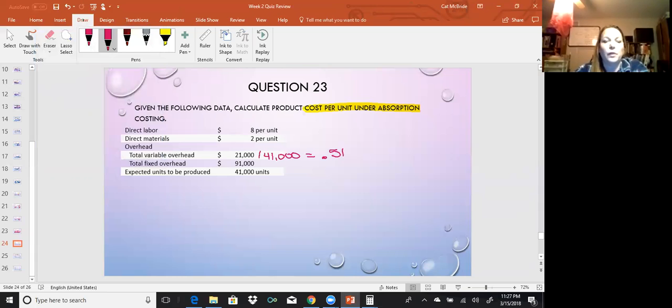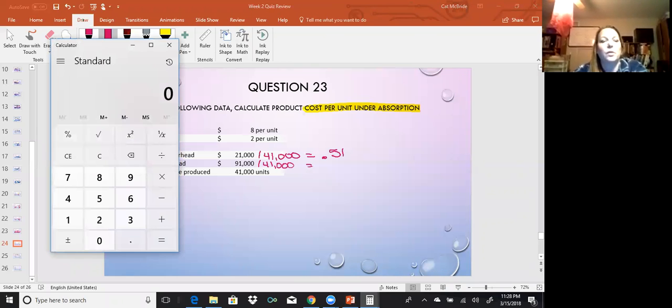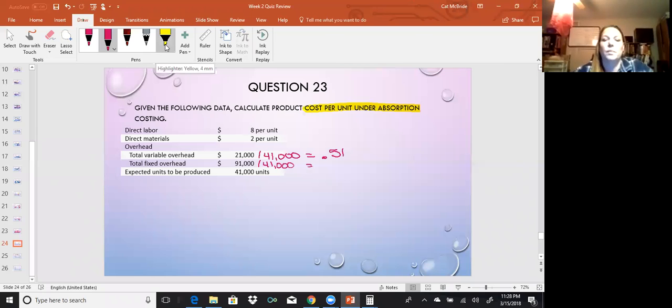And then for fixed overhead, it's still 91,000 divided by the 41,000 units to get a per unit amount. So 91,000. Why does my calculator not want to work? 91,000 divided by 41,000 is $2.22. So now we know that for absorption costing, we're going to include all of it.